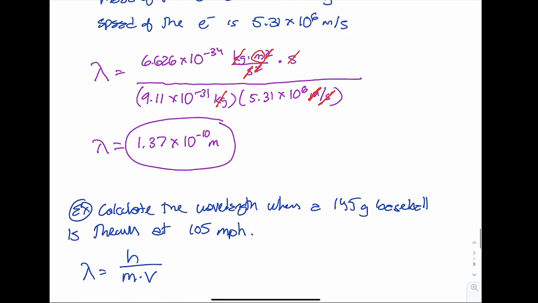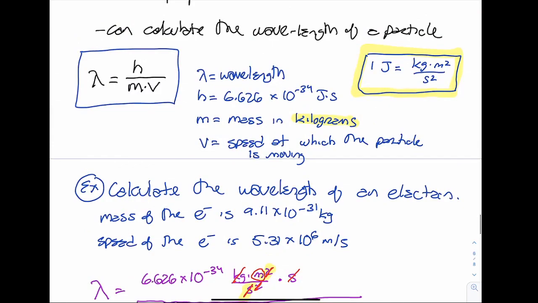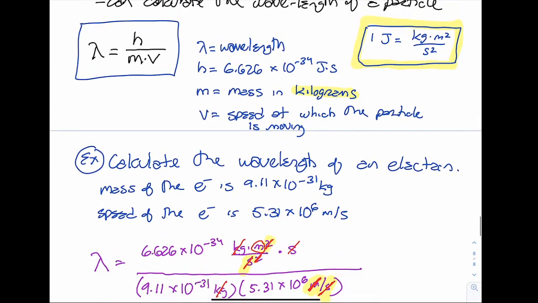If we go back up and look at this last example we did, these meters and seconds canceled a second and one of my meters. So we could go back up to our equation here, this v, speed at which the particle is moving, and then we could add in meters per second. Again, your units need to cancel. We need to end up with units of length, so make sure that that happens.